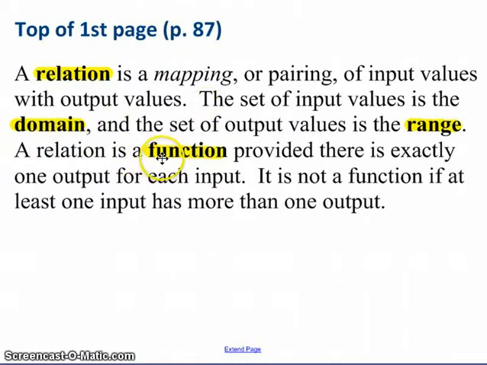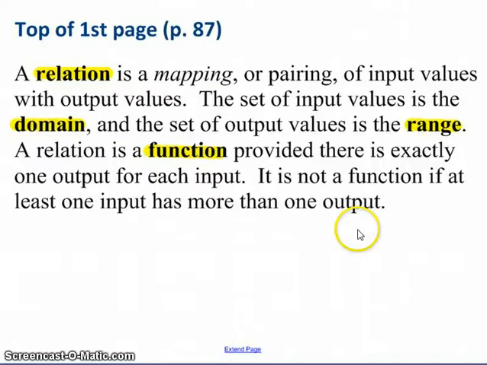A relation is a function provided there's exactly one output for each input. That goes back to what I said about it being like a calculator. I need to consistently get one and only one answer when I ask a particular question. So if I ask what 3 plus 7 is, it needs to say 10 every time. If it ever says anything but 10, I'm going to throw the calculator out. It's not a function if one input, any input, has more than one output. If one question that I ask the calculator gives me more than one answer, depending on what time of day I ask it, then it's not a useful calculator.